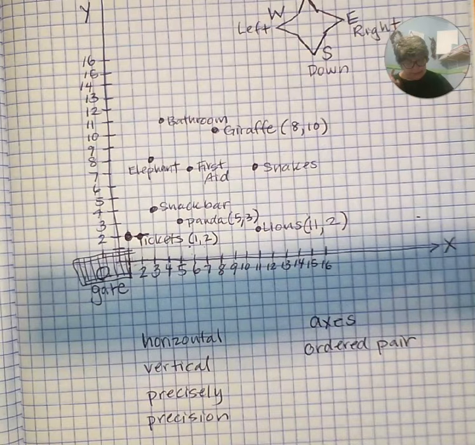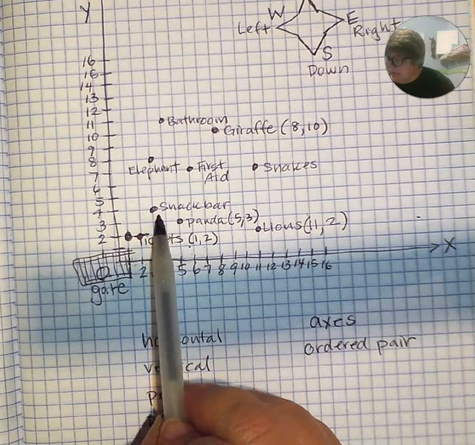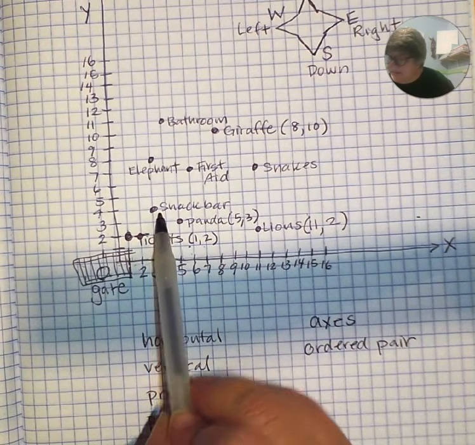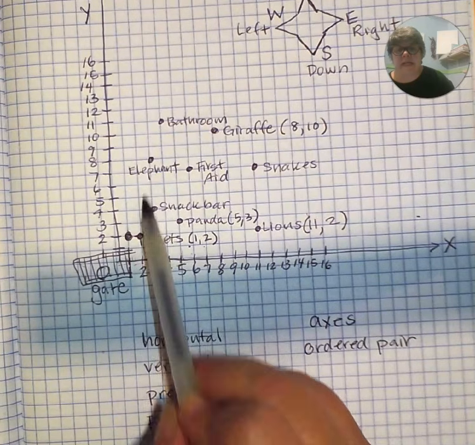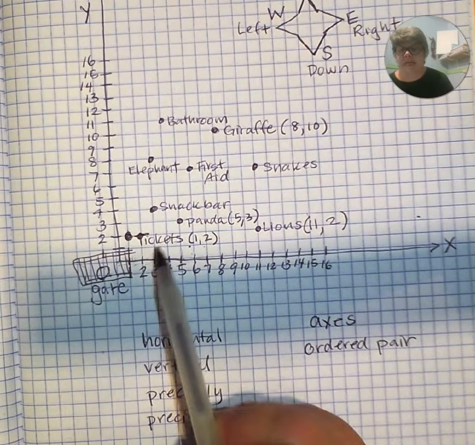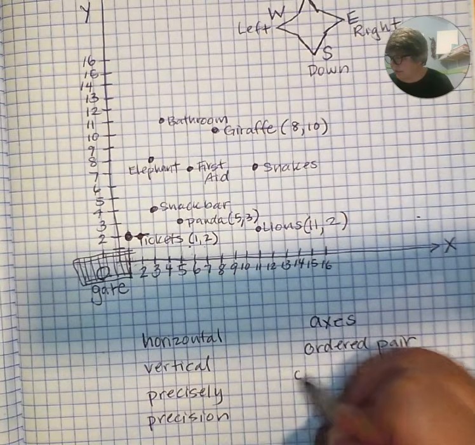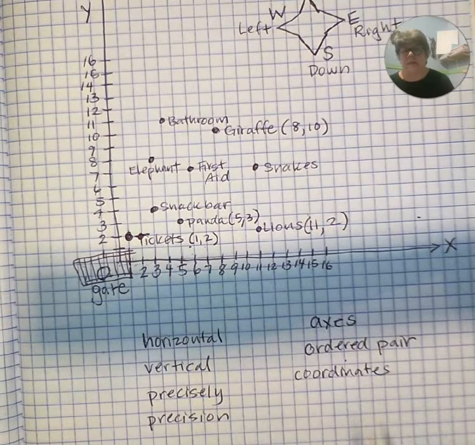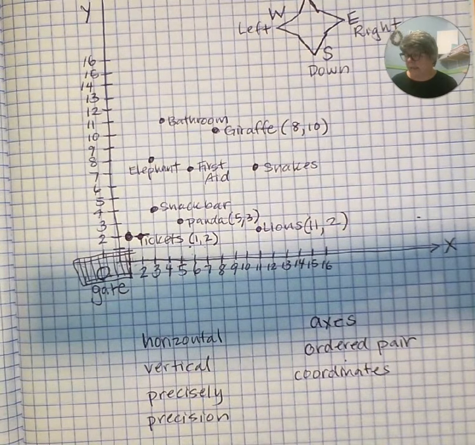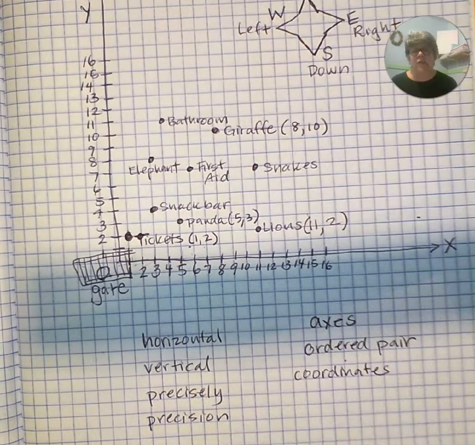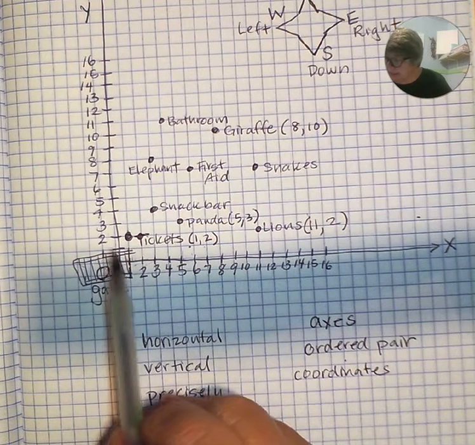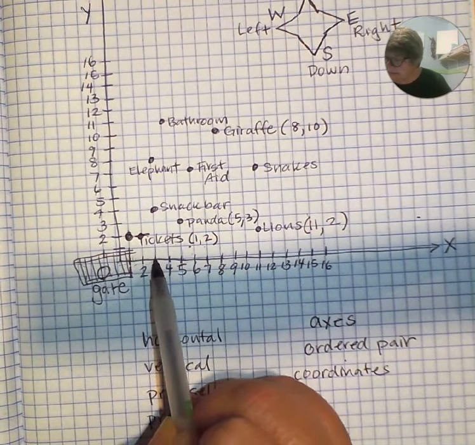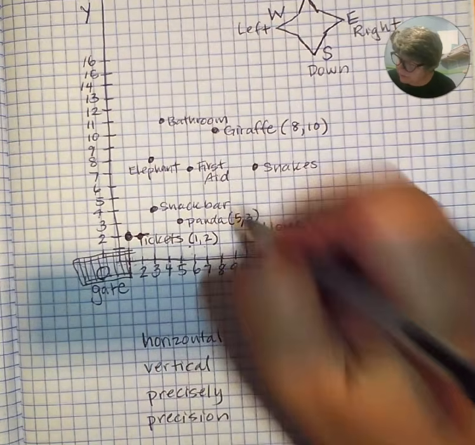How about between the snack bar and the elephant exhibit? If we are at the snack bar and we want to go to the elephant exhibit, okay, snack bar, what's the coordinates for snack bar? Coordinates. Important word. So many vocabulary words, right? Coordinates, those are your numbers that describe your location, right? Coordinates are numbers. So your snack bar is 3, 4. Snack bar is 3, 4.